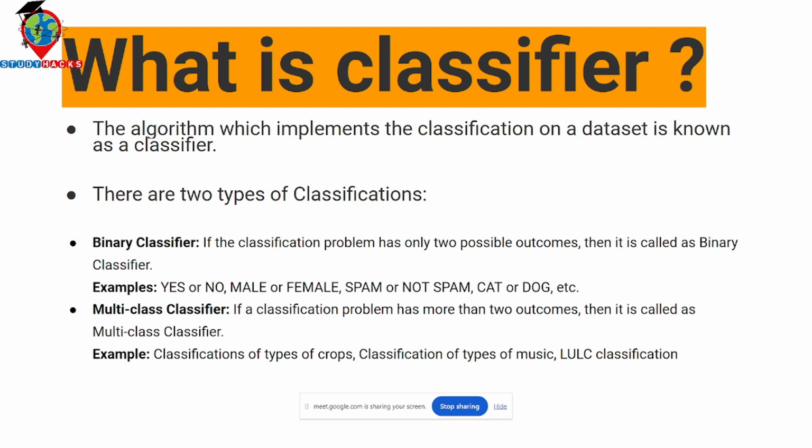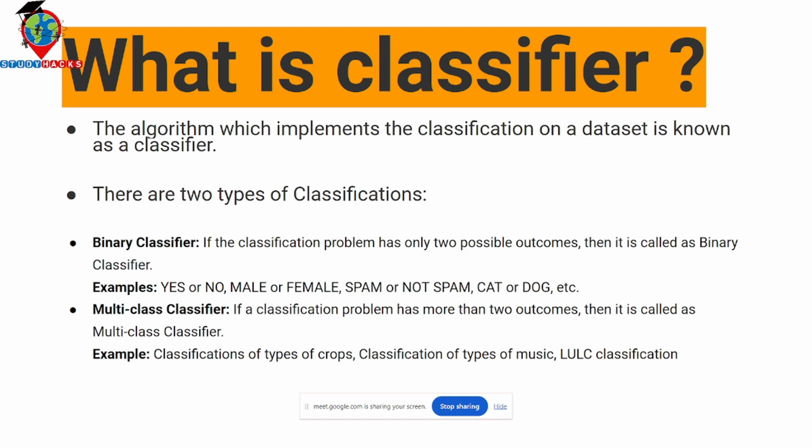So for the multi-class classifier we have used some specific algorithm. For the binary classifier we have used some specific algorithm. Suppose for a binary classifier, it works very well with the support vector machine. This algorithm works very well for the binary classifier.